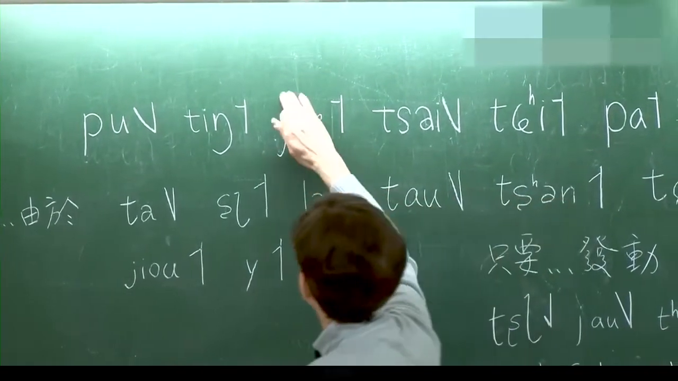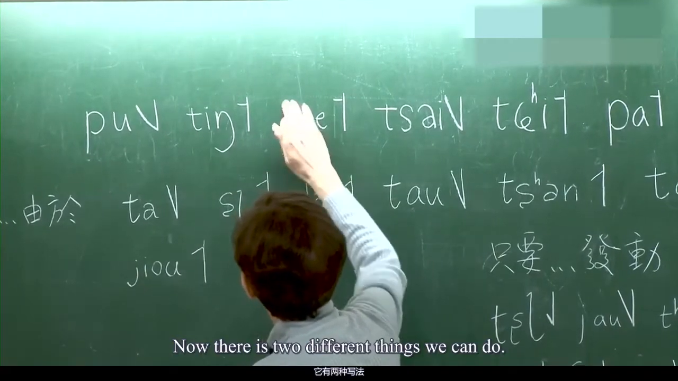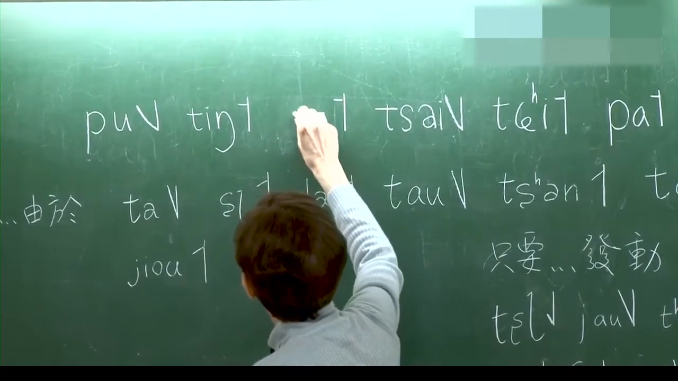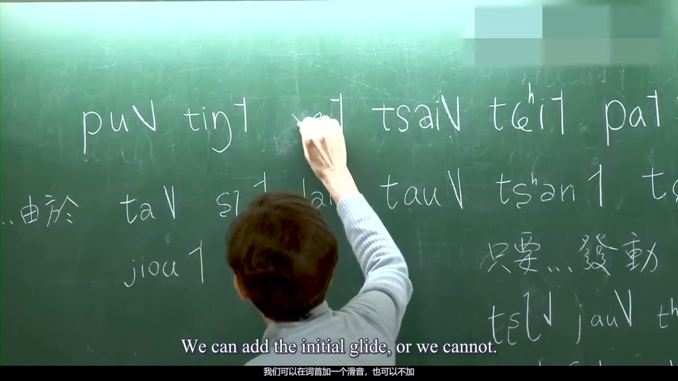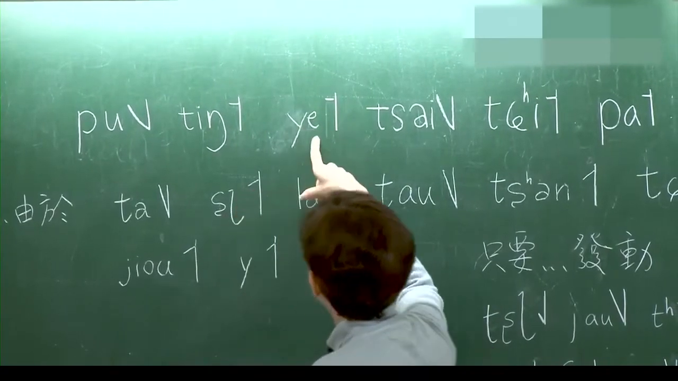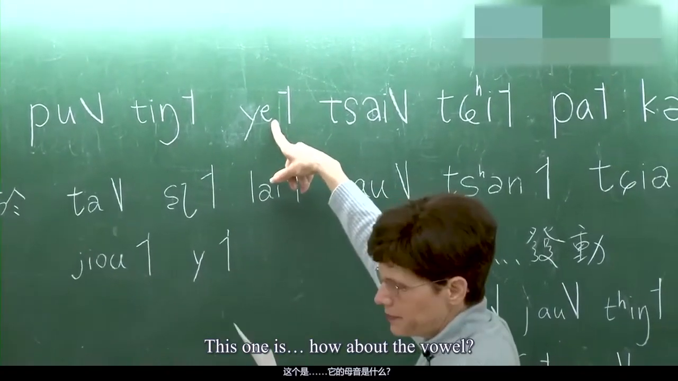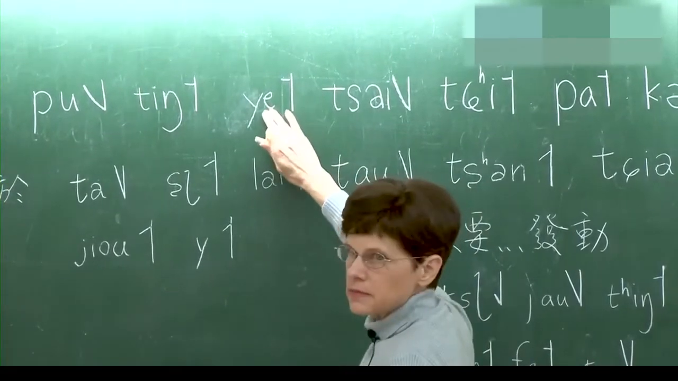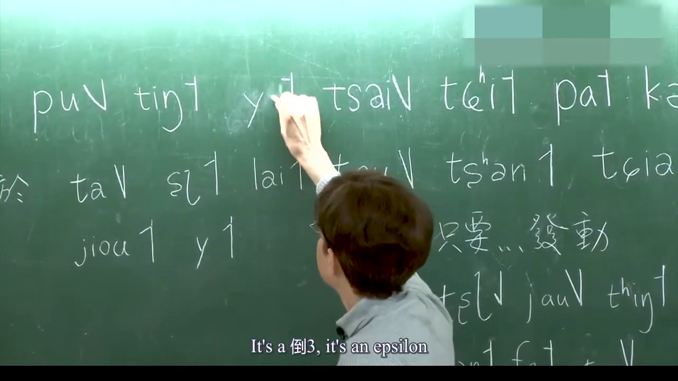We want a Y. Now there's two different things we can do. We can either add the initial glide or we cannot. This one is, how about the vowel? It's an epsilon.